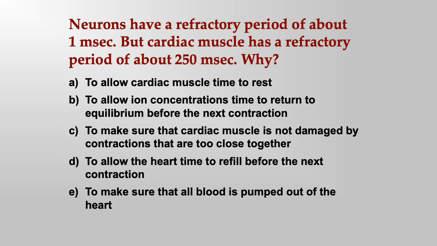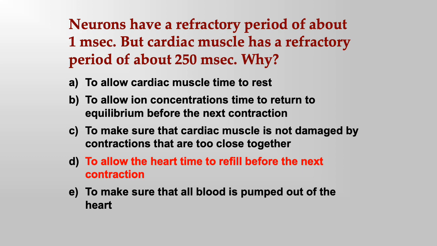Neurons have a refractory period of about 1 millisecond, but cardiac muscle has a refractory period of about 250 milliseconds. Why is that? Is it to allow cardiac muscle time to rest because it's tired? To allow ion concentrations time to return to equilibrium before the next contraction? To make sure that cardiac muscle is not damaged by contractions that are too close together, that poor heart? To allow the heart time to refill before the next contraction? Or to make sure that all the blood is pumped out? Remember, I'm asking about the refractory period. Yeah, that's to allow the heart time to refill.